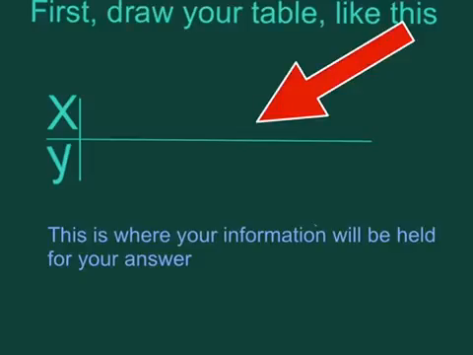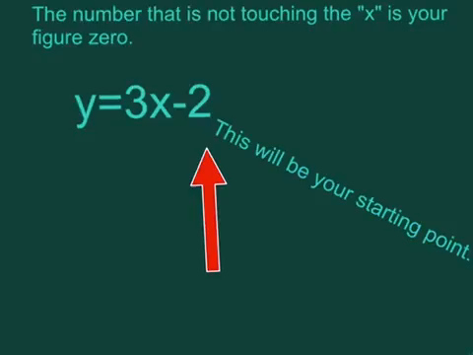To start with your problem, draw a table like this one. This is where you will work out and hold your work and information. Your starting point will be the number in the rule that is not touching the x variable. This is called the figure 0.